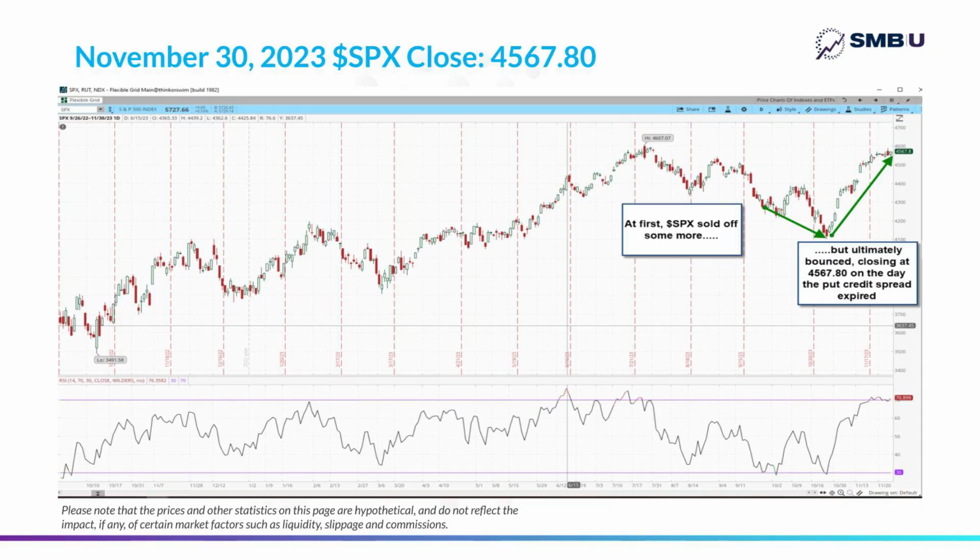Okay, so now that we've taken step 2 and entered into this put credit spread trade, we're going to move to the day that this option chain expires, which, as you'll recall, is November 30th, 65 days later. And as you can see, the index at first sold off a little bit more, which often happens when an index hits oversold conditions, which is why we give this trade 60 days to allow the oversold condition to fully play out. But then, as it so often does, the index bounces, and it bounced substantially, closing at 45.6780 on November 30th, the day that the spread expired.